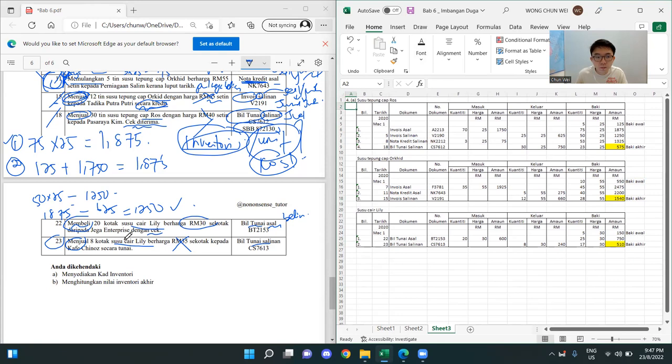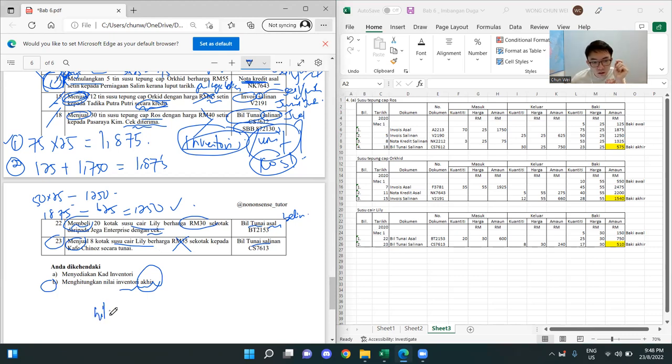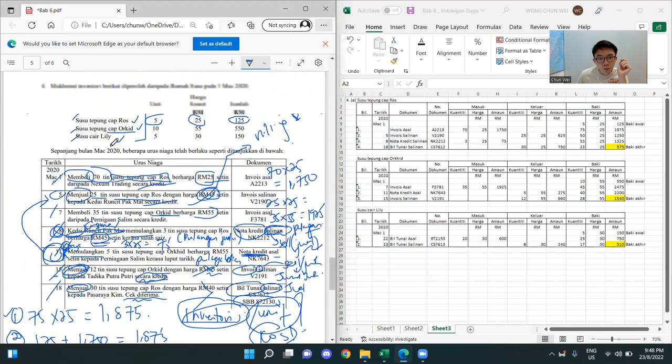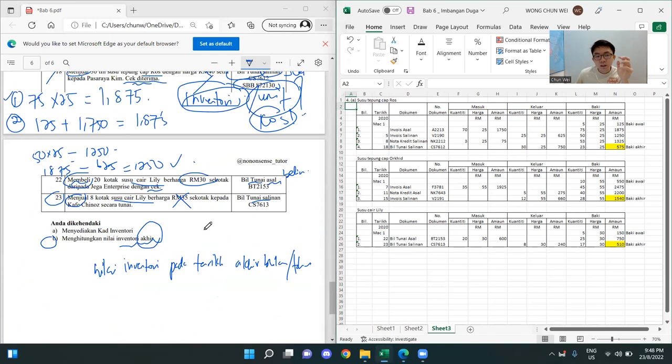Okay, so this is our A. What about B? B, dia nak menghitungkan nilai inventory aku. So how do we calculate inventory? What is inventory aku? Inventory aku means nilai inventory pada tarikh akhir bulan atau tahun. So in this question is bulan Mac, right? Dia sepanjang bulan Mac. So what is the nilai yang inventory akhir? Meaning here lah, all these things lah that are highlighted. But dia tak nak setiap produk, dia nak jumlah.